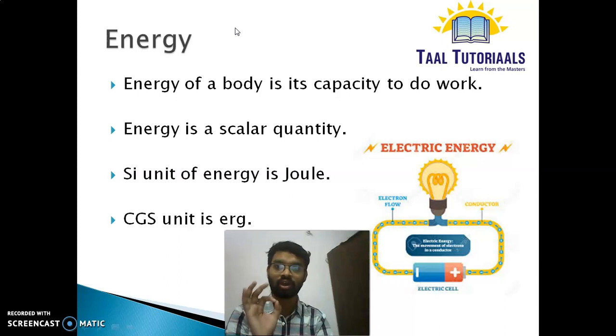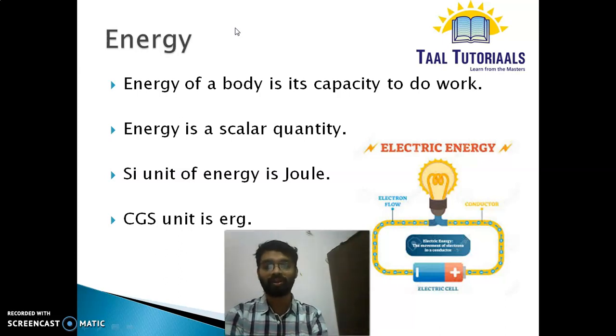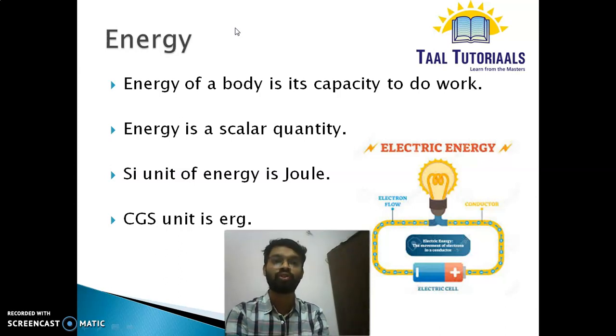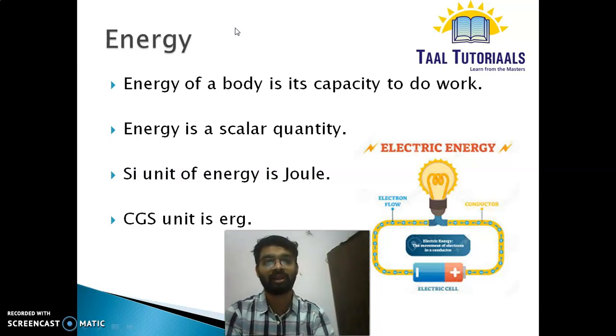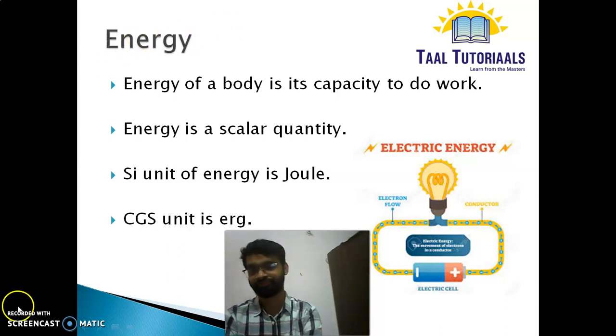The energy of an atomic particle is very small, so it is measured in electron volt. 1 eV is equal to 1.6 into 10 to the power minus 19 joule. Please note down these units of energy. It's very important. It can come in the exam for 1 mark, 2 marks. Beware of it, please.